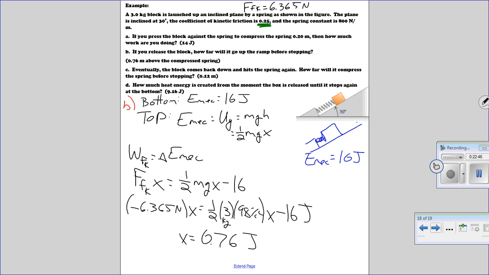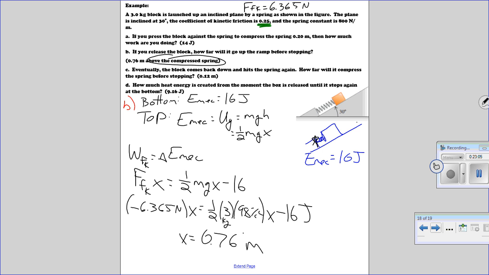Oh, joules. Holy cow, that's not right at all. Let's try that again: 0.76 meters. And remember, we called our height of 0 at this point here where the spring is compressed. So that's also going to be a position of 0. That's why the displacement here is measured above the compressed spring.